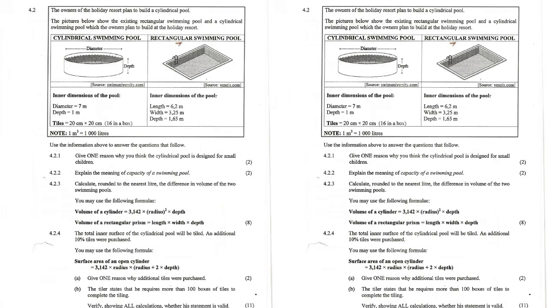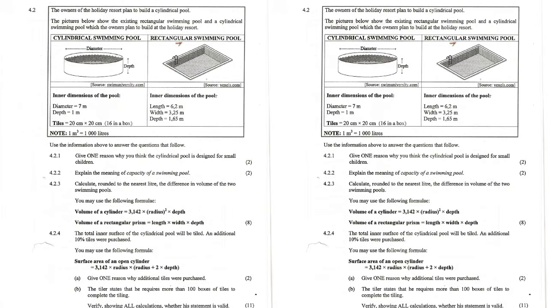at the holiday resort. And as you can see over there, we have been given the picture of both the cylindrical swimming pool and the rectangular swimming pool, as well as their inner dimensions. And if you further inspect the scenario, we have also been given the dimensions of a single tile, and we have also been told that a single box of tiles will have 16 tiles inside of it. And we've also been told that 1 cubic meter equals 1000 liters.